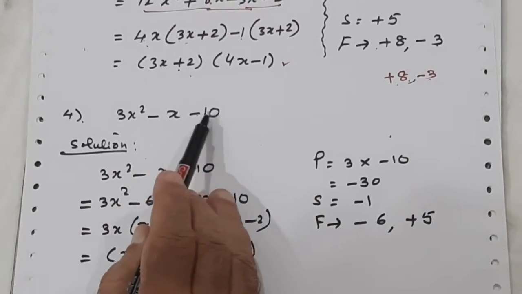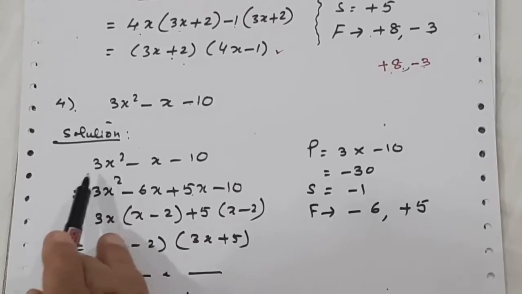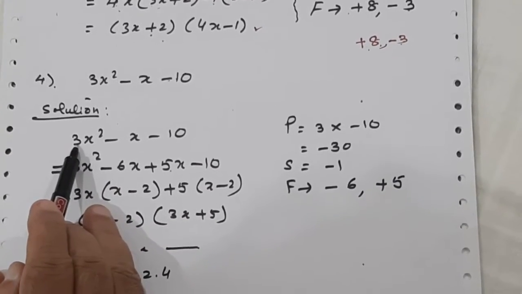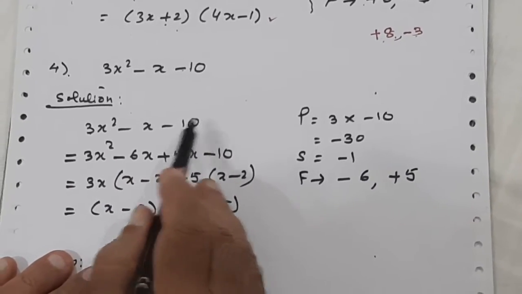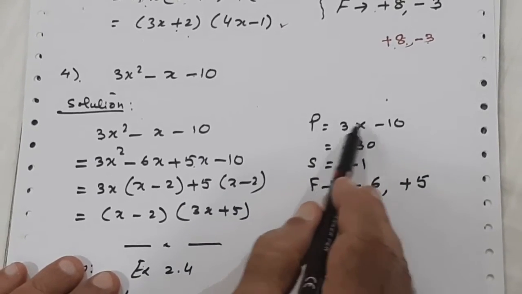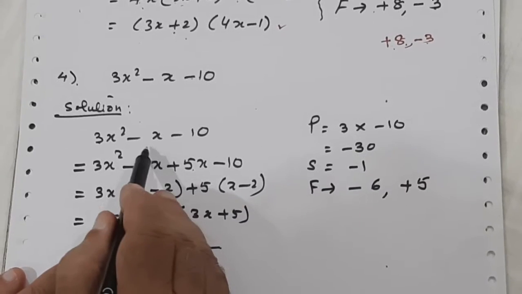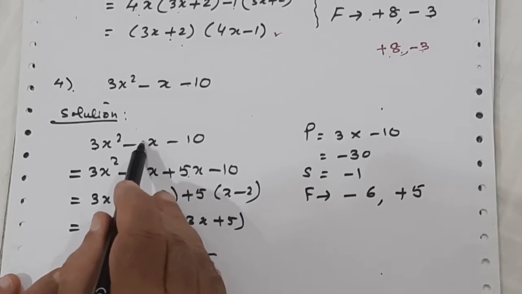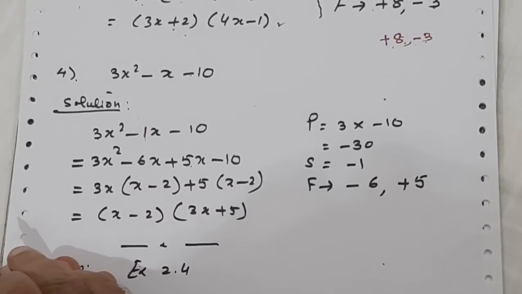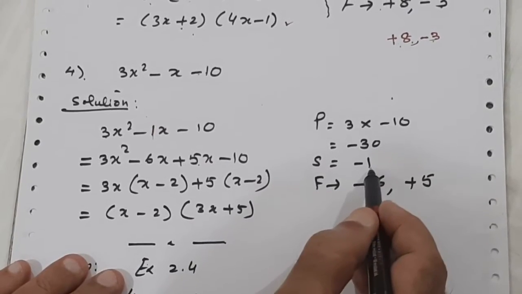Let us take the last example in this connection. 3x square minus x minus 10. So now what is the a term here? 3. What is the c term here? Minus 10. Find the product: 3 into minus 10 is minus 30. And now what is the sum here? What is the b value? It is nothing, no value is given. 1 we should take. So the sum is minus 1.